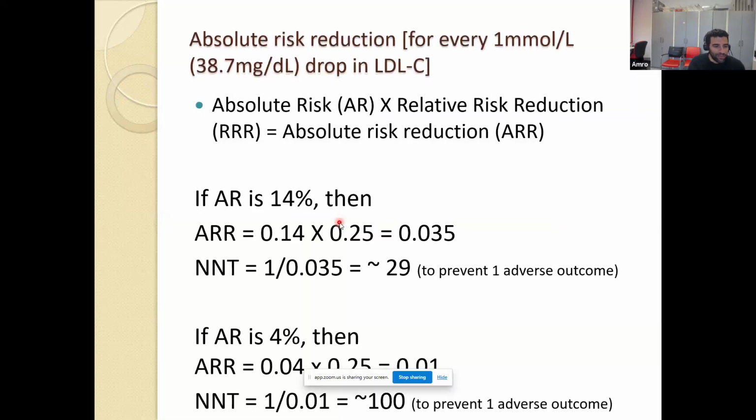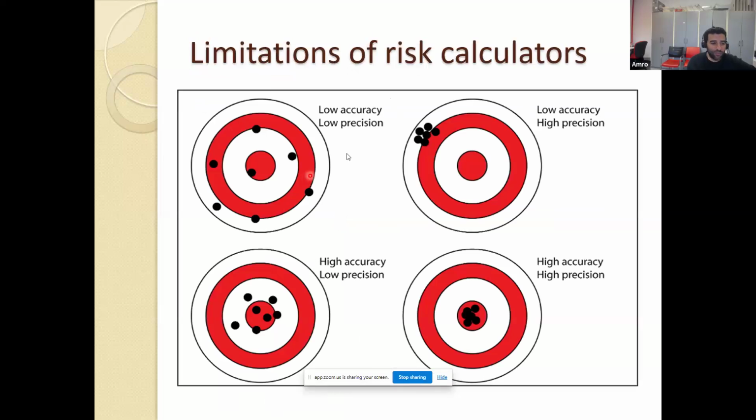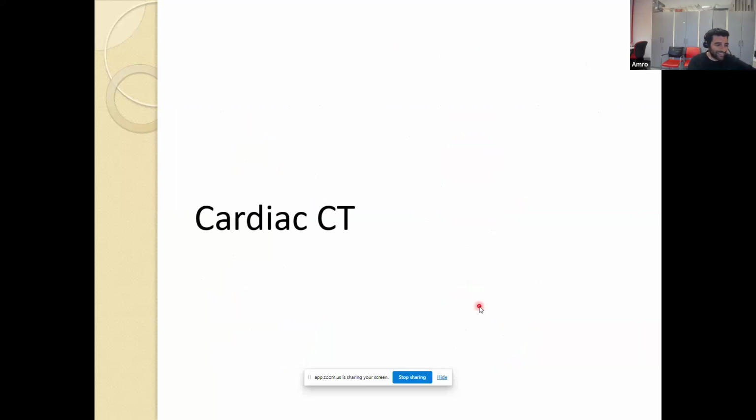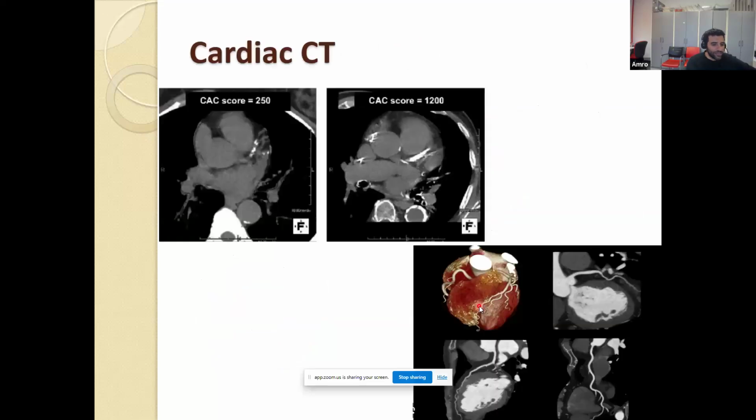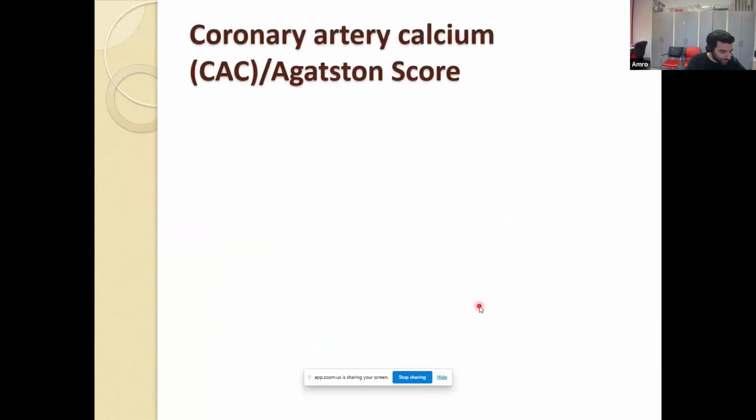So some people feel that actually using these risk calculators is like throwing a dart, where really you just don't know what's going on. We should all be here. We should have high precision, high accuracy, but maybe we're somewhere over here where we're just making guesses about who we should be treating. So if we could somehow find a way of making sure that we get high precision and accuracy so we know who we should be giving cholesterol lowering treatment to, then that would make things better. And over the last few years, we have been able to do that through something called cardiac CT. So cardiac CT, what does that mean?